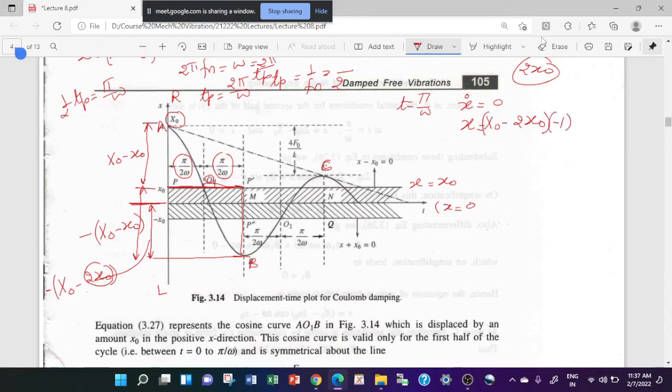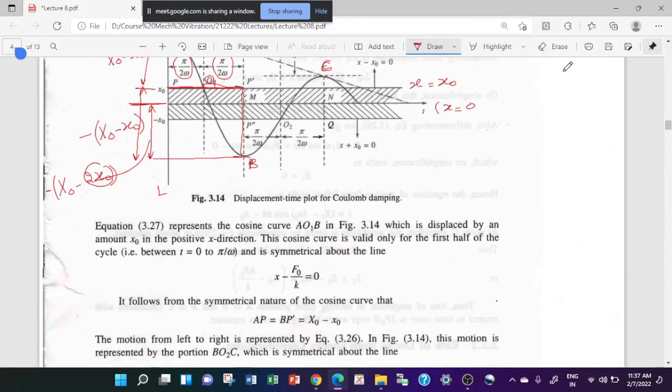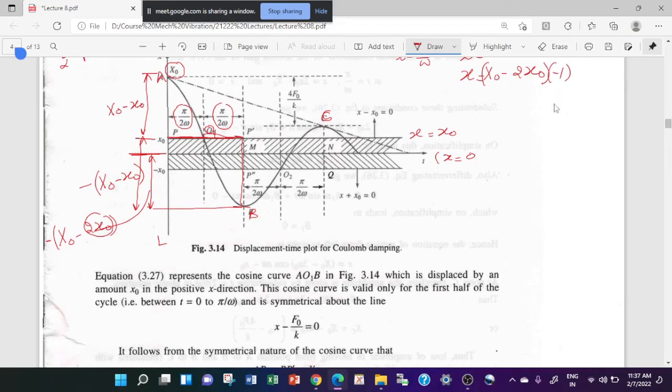Now for the second case, we got an equation here. So I can write the equation: x is equal to a1 cos omega t plus b1 sin omega t minus x naught. This is the equation for left to right.